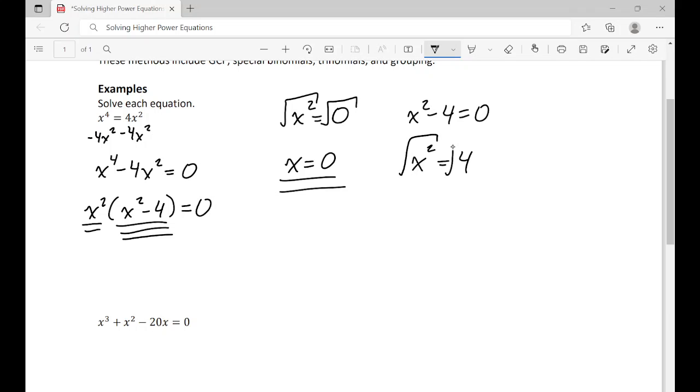Then take the square root of both sides. And I'm going to end up with x equals plus or minus 2. Remember, when you take the square root, you need plus or minus. I didn't do a plus or minus on 0 because a positive or a negative 0 is still just 0. Whereas this is a positive 2 and a negative 2. So for this equation, I actually have three solutions: 0, positive 2, and negative 2, or just plus minus 2.